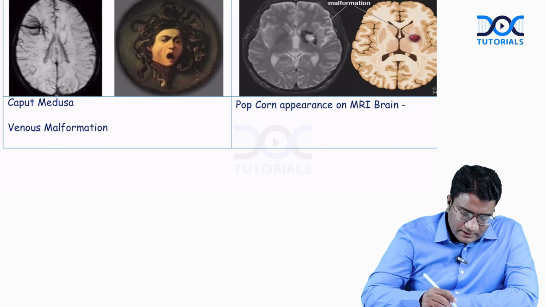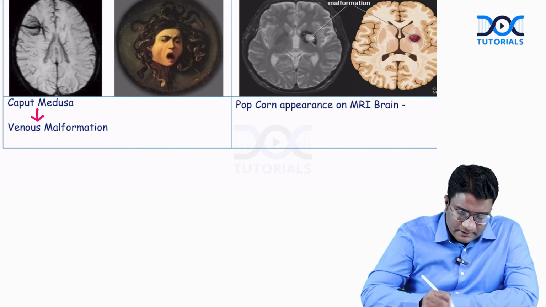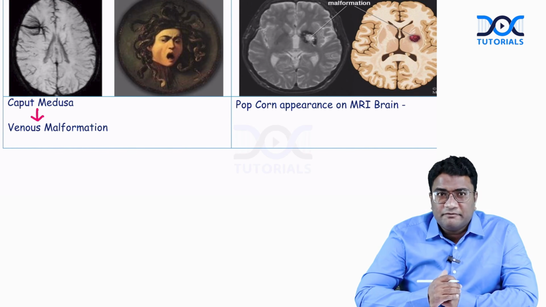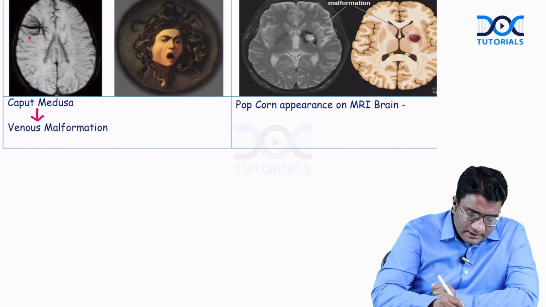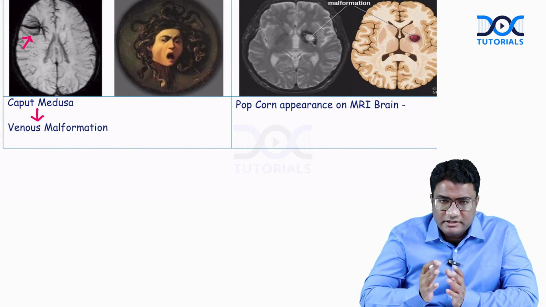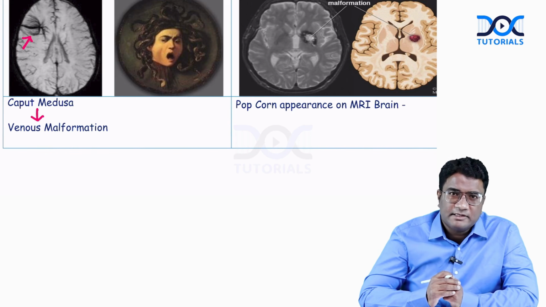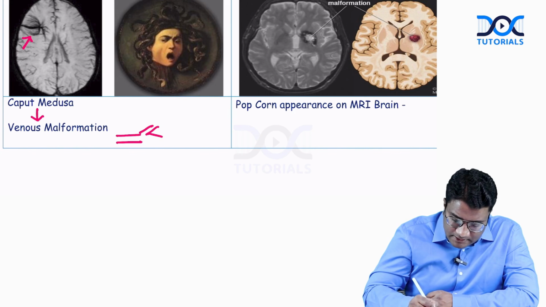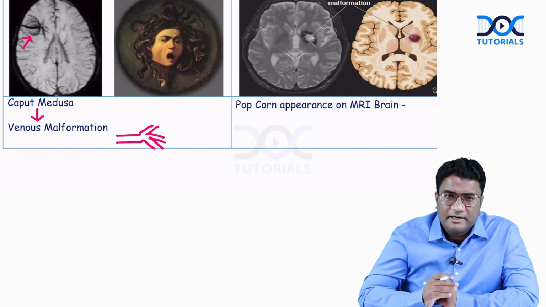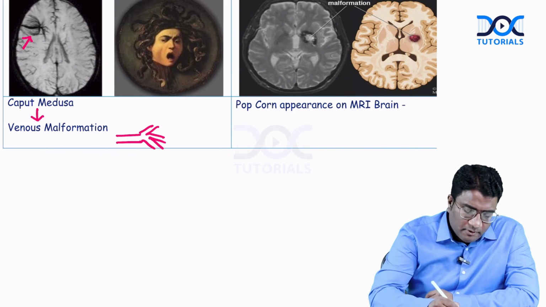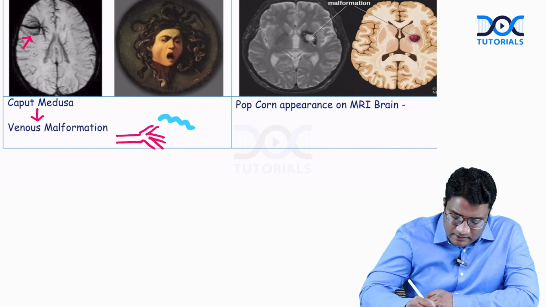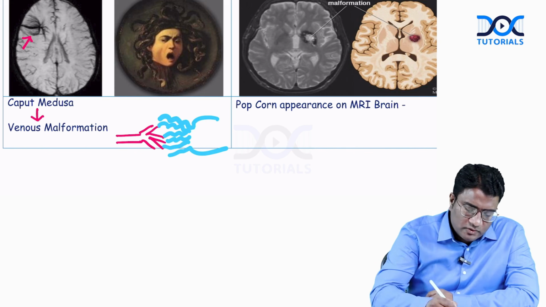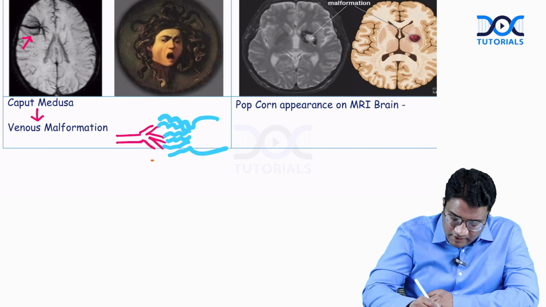And where do you see this caput medusa appearance? A caput medusa appearance is a feature of venous malformation. I hope you can see these caput medusa like flow voids, signal voids. Imagine this is the artery, these are the capillaries. The arteries and the capillaries of the microcirculation are fine. But the problem is on the venous side. There are tortuous, serpiginous veins which are opening into a single large vein. So this is called a venous malformation.